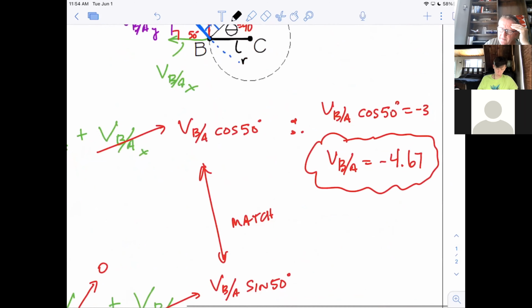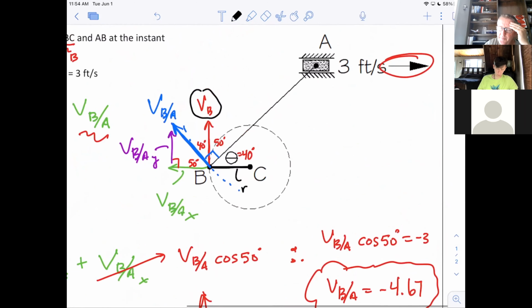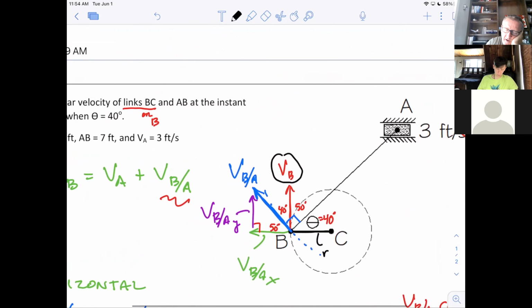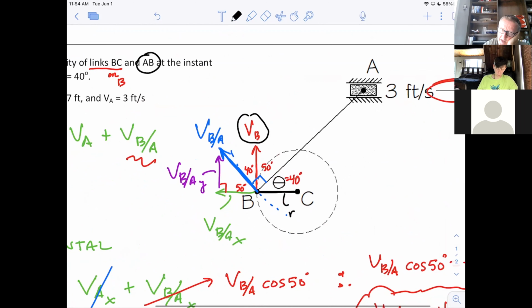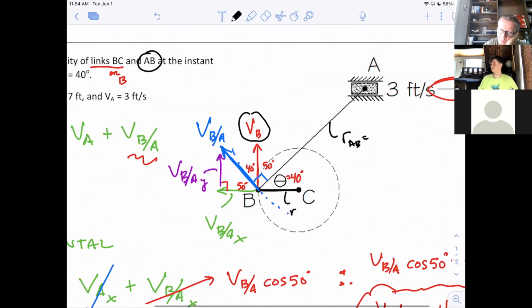But again, we saw this arm AB over here was also rotating. And so isn't that cool that we can actually talk about its rotational speed as well? Well, since we're talking about AB, then the radius of AB comes into play, because that's going to determine how fast it rotates, how long it is. And we were told that was 7 feet.